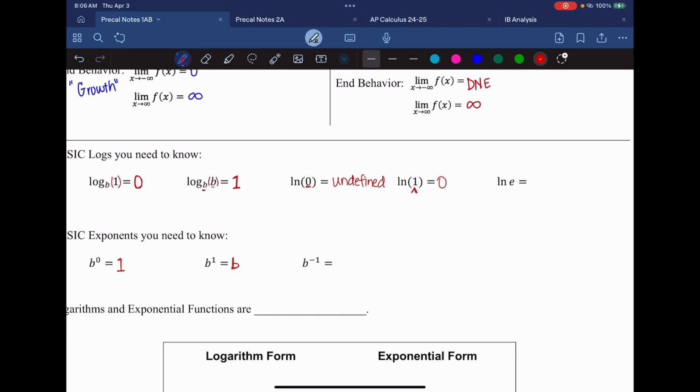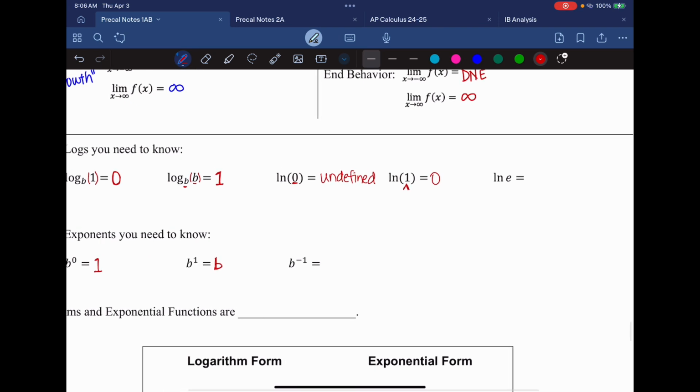Natural log of e is one you need to recognize. The natural log has an understood base of e. So this is going to be a similar situation as this. Because the base and the argument are the same, this is going to equal 1 every time.